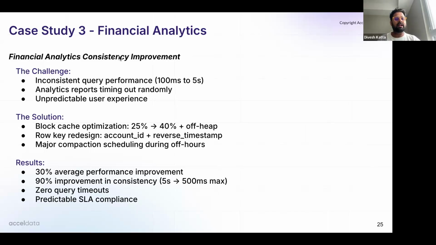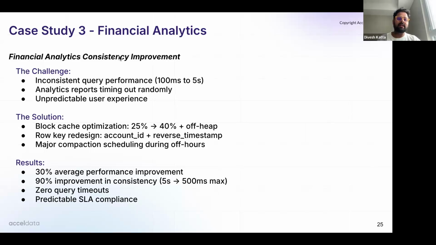The solution addressed three root causes. First, cache misses were causing unpredictable disk IO. Second, the row key design wasn't optimized for the time series financial queries. Third, major compaction was running randomly and causing performance spikes. Off-heap caching provided a larger, more stable cache without garbage collection pressure. This reduces the cache miss rate and makes performance more predictable.